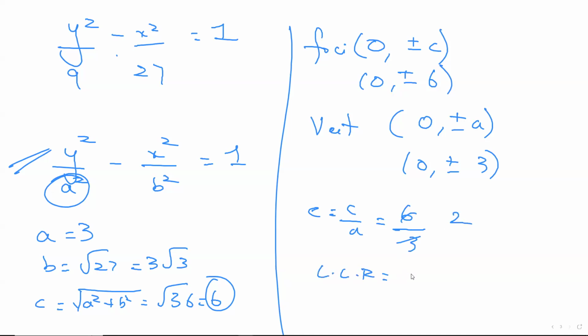Length of latus rectum is 2b square by a. 2 as it is. B square's value is 27. A's value is 3. 18 is the answer. Got it? Next. So denominator first, that's all.